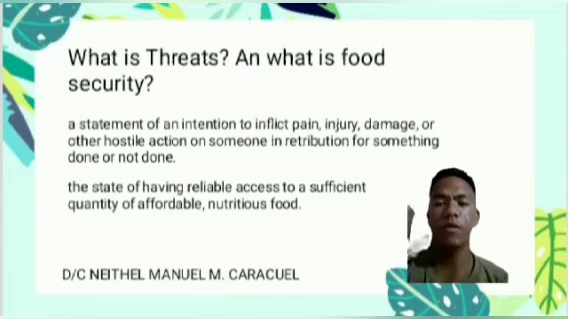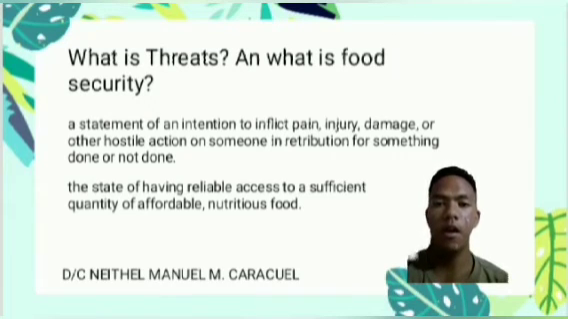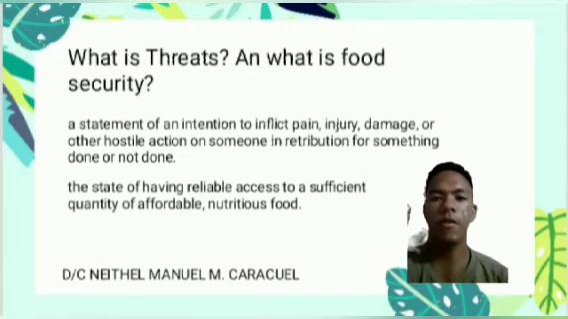First, I must define what threats and food security mean, in order for my classmates to know the definition of each. Threats is a statement of an intention to inflict pain, injury, or damage, or other hostile action on someone in retribution for something done or not done. While food security is the state of having reliable access to a sufficient quantity of affordable, nutritious food.